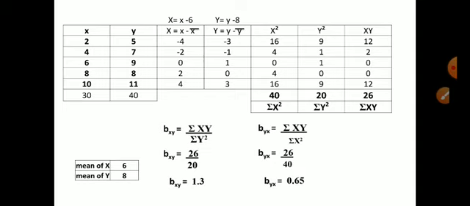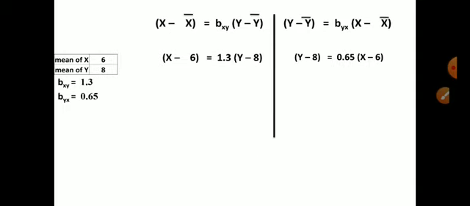We got the regression coefficients. Once you get the regression coefficients, what you have to do is substitute everything into the equation. We got the arithmetic means as 6 and 8, then bxy and byx we got. Now we have to substitute them into the regression equations, x on y and y on x. Okay, substituting, we have listed it down.